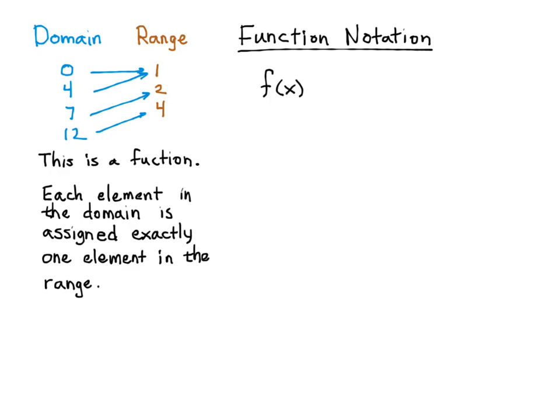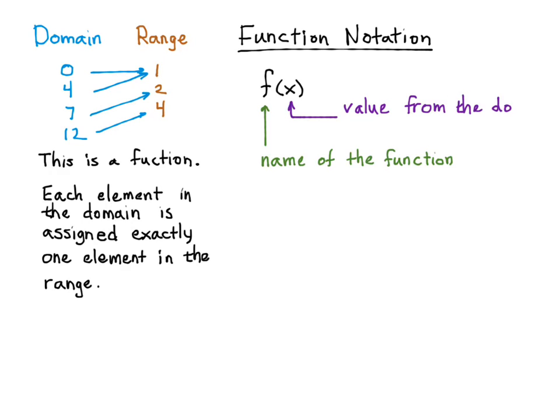Okay, so let's talk about some notation now. You've no doubt seen functions represented as f at x before. And so the f is the name of the function, all right? We use letters as names of variables, but we can also use them as names of functions. And in this case, f is not a variable, it's a function. X is the value from the domain that gets assigned by the function to some value in the range.